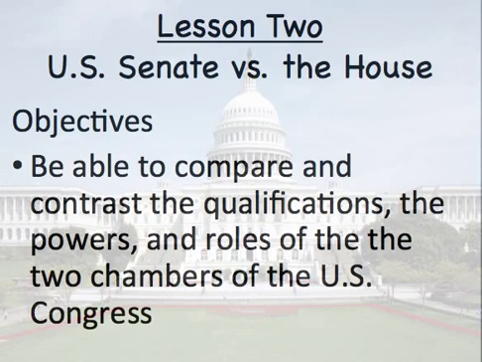Welcome to Lesson 2. In this lesson, we're going to be talking about the two chambers of the U.S. Congress, the bicameral institution discussed in our previous lesson, the U.S. Senate and the U.S. House of Representatives. I'm hoping that by the end of this lesson, you'll be able to compare and contrast the qualifications, powers, and roles of the two chambers.